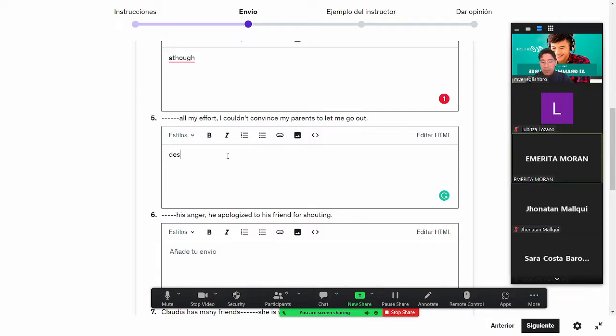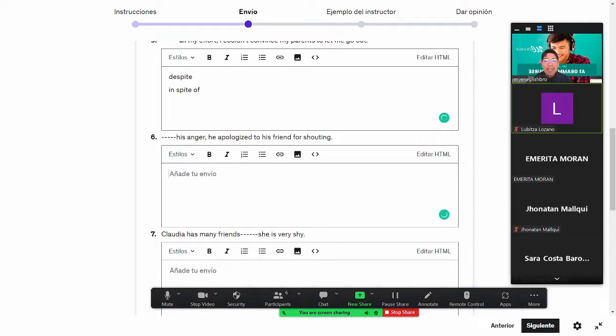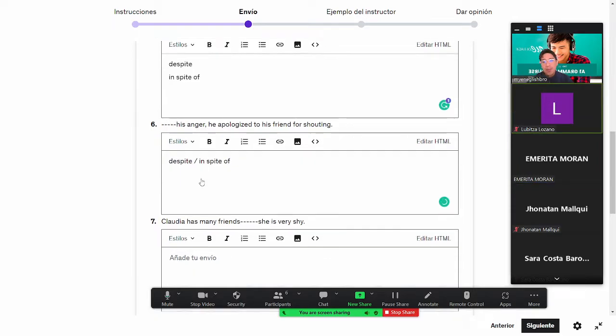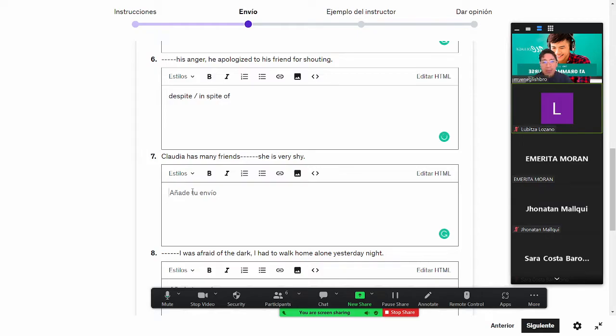Despite or in spite of. In spite of. Yes. His anger. Despite or in spite of. In spite of. Claudia has many friends. She's very shy.